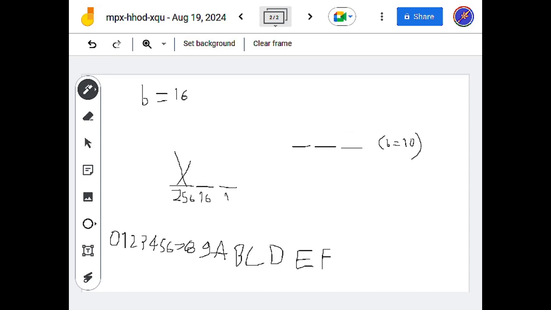We have D6. So D 16's and 6 1's. Now pretending each of these is counting up: 0, 1, 2, 3, 4, 5, 6, 7, 8, 9. A is 10, B is 11, C is 12, D is 13, E is 14, F is 15. So that's D is 13 there. So that's 13 16s and 6 1's.